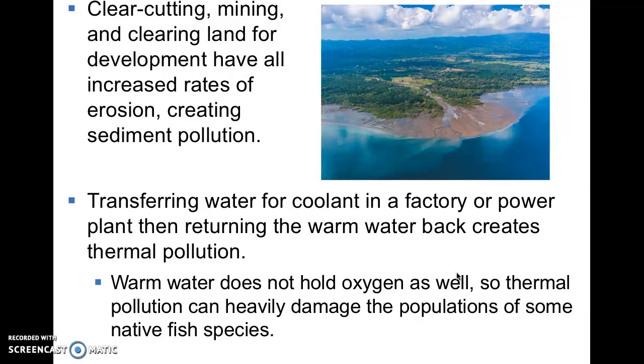And the reason for that is because warm water doesn't hold oxygen as well as cold water. This is that dissolved oxygen we were talking about. So if we are increasing the temperature of bodies of water, we're lowering the availability of oxygen in that body of water, and that can really affect some native fish species and encourage invasive fish species to move in instead.